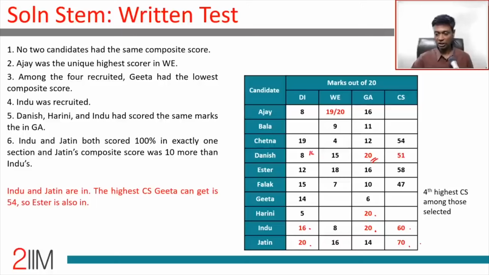And we know that Jatin is in, Indu is in, and Geeta is in. Let's think about this. Geeta is in, and we know Ajay has got 19 or 20. If you can zero in, that will be brilliant. So Ajay's composite score, 8 into 2 is 16. 16 plus 16 is 32. So Ajay scored either 32 plus 19 or 32 plus 20. 32 plus 19 is 51. 32 plus 20 is 52. 51 is not possible because Danish has got 51 and everyone should have got a unique CS. This is ruled out. I'm going to put this as 20.